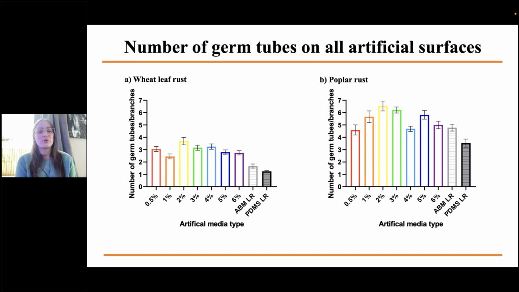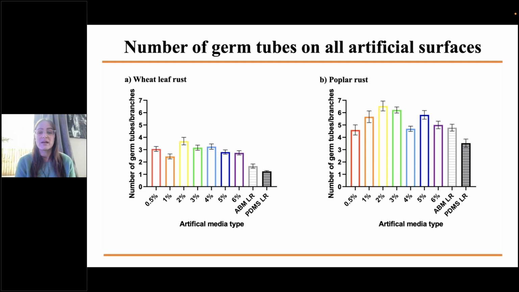Now, I wasn't able to get the same growth data with the lengths as I was on the flat media, and that's because the features are too different in height that it wouldn't be an accurate comparison. But we were able to look at the number of germ tubes and branches on these surfaces to see if there was any difference. So with wheat leaf rust, on average with the agar-based media, sort of had around 3, slightly lower on 1%, but that was again their most favorable agar concentration. But we did see less germ tubes on those leaf replicas, particularly on that PDMS one.